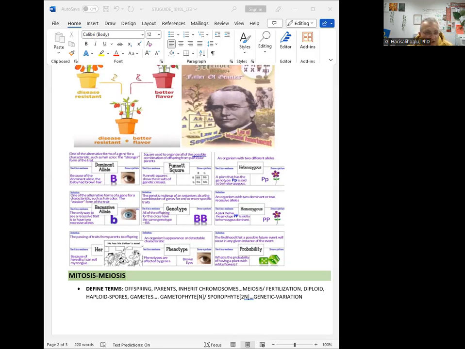So look at the definitions, and go over each of the problems in the book. Basically, it says genetic problems, page 87.